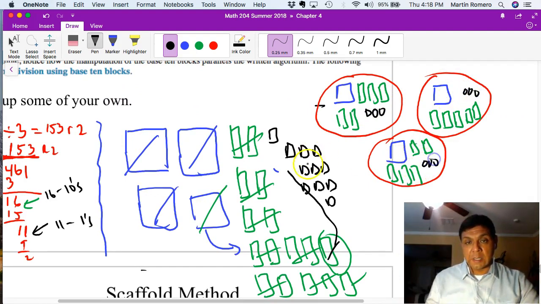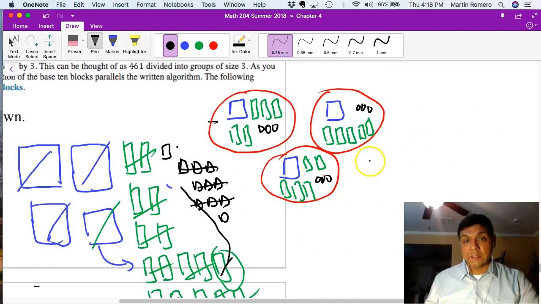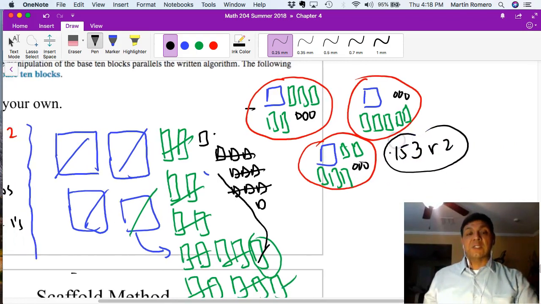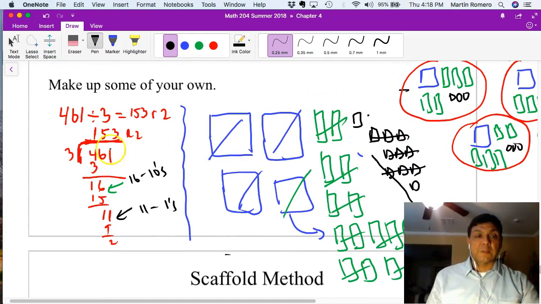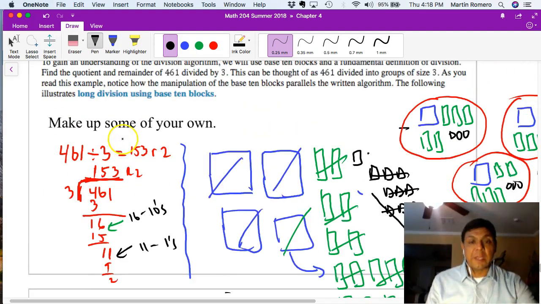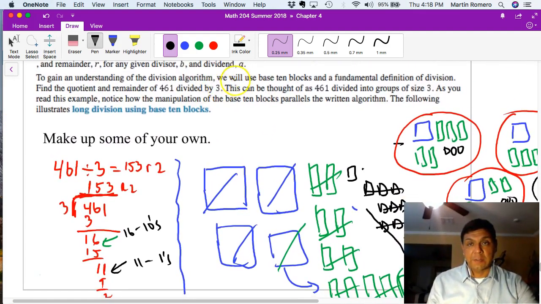Each gets 3. There's my 9, and then there's 2 left over, remainder 2. So your answer then is 153, remainder 2. And so that's what the division algorithm is. So you're going to have to practice doing the standard division algorithm. I just want to make sure you understand where that is coming from.